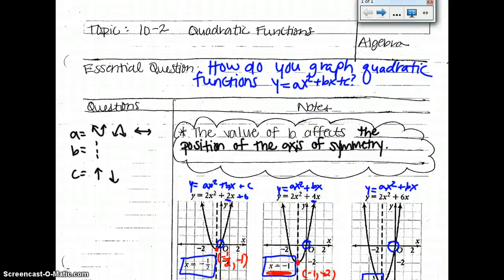Okay, welcome back to section 2 of chapter 10, quadratic functions. Our first essential question was, how do you graph quadratic functions y equals ax squared plus bx plus c? Our second essential question is, how do you graph quadratic inequalities?